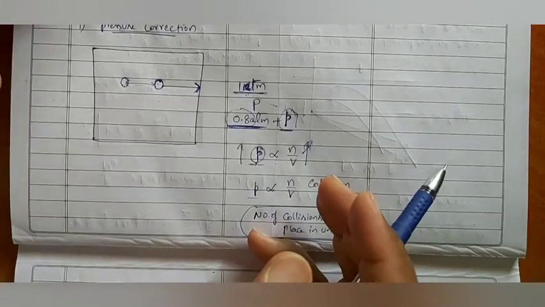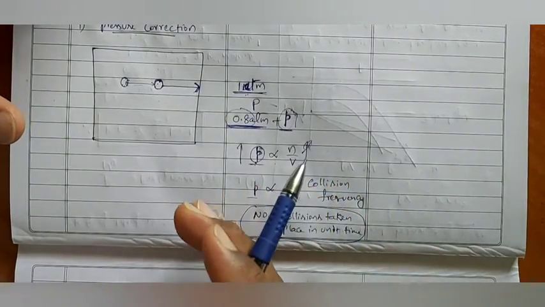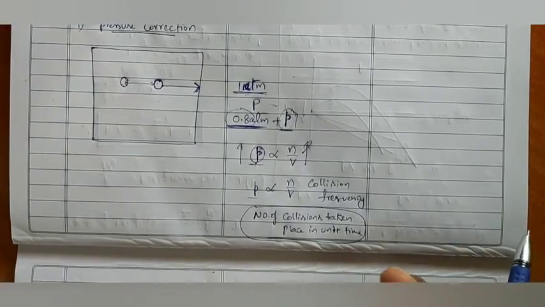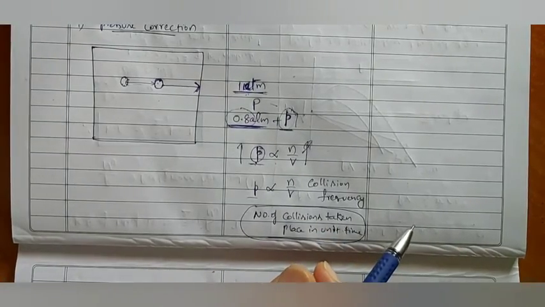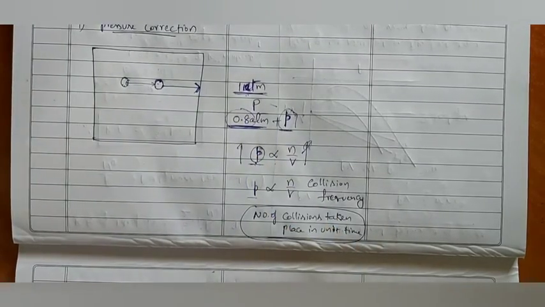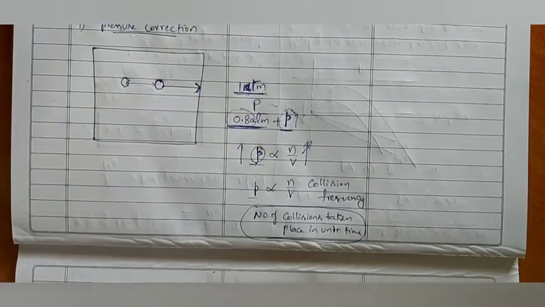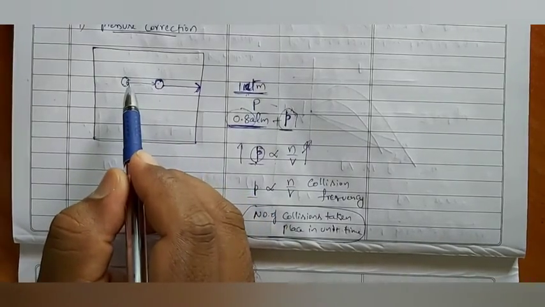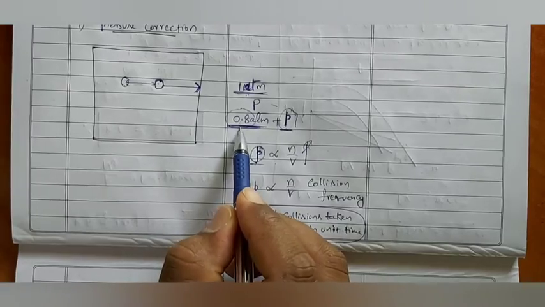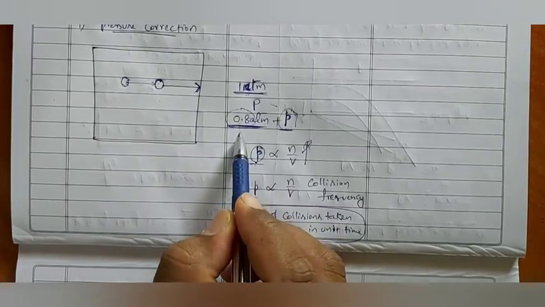Attractions between the molecules also increase. Then the pressure correction also will be increased. It means we have to add more pressure to the real gas pressure to show the ideal gas pressure. If attractions between the molecules are more, this p value is also more. This value is getting decreased, like 0.7, 0.6.